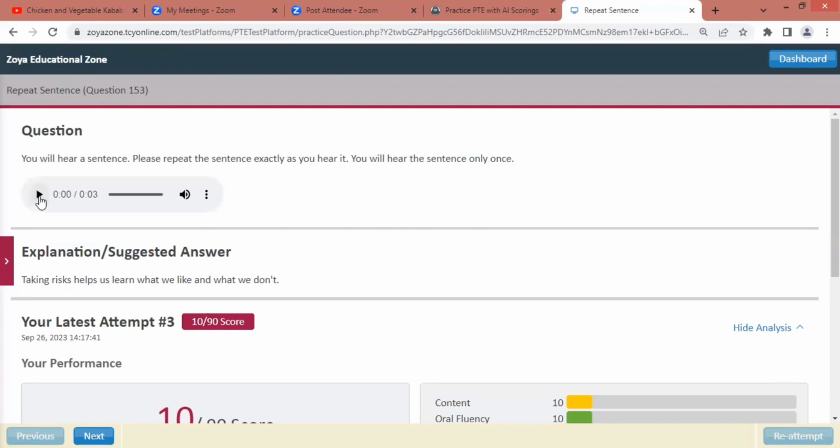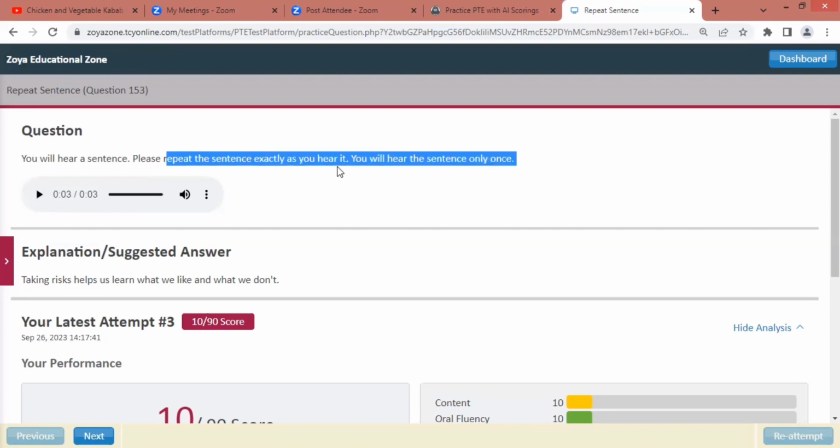So I need to play it. Taking risks helps us learn what we like and what we don't. So, taking risks helps us learn what we like and what we don't. Risk can suggest to us our liking and disliking. We can say that, but it is not considered a good idea. First of all, it is asked to repeat the sentence exactly as you hear it.